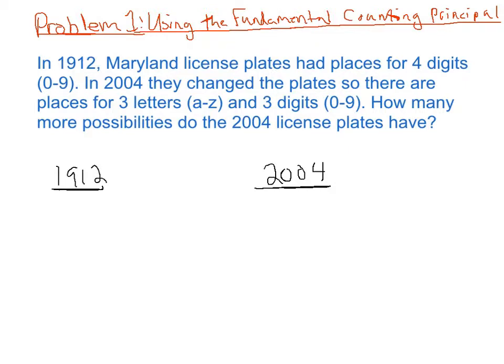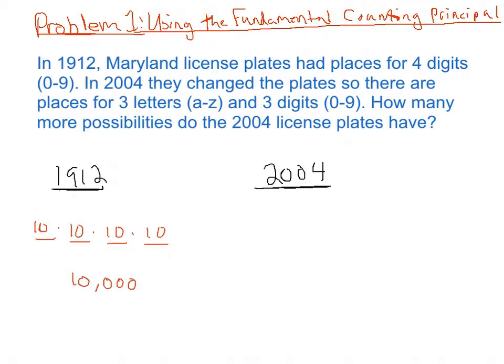If we look at the number of license plates the 1912 license plates offer, we have 4 different places, and in each one we can pick 0 through 9. So that gives us 10 different digits that we could use. The second event does not matter what the first event did because it's still 0 through 9 possibilities, or 10 different chances. So on each of the 4 we have 10 possibilities. Our solution would be 10 times 10 times 10 times 10, which would give us 10,000.